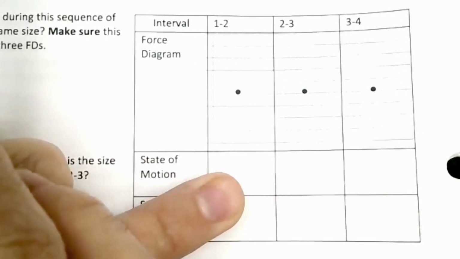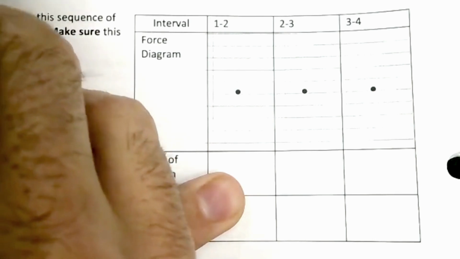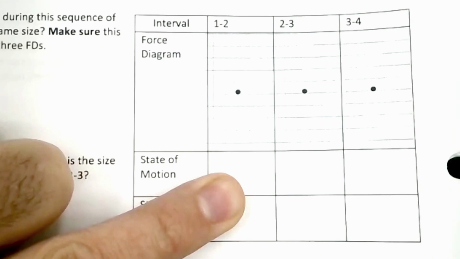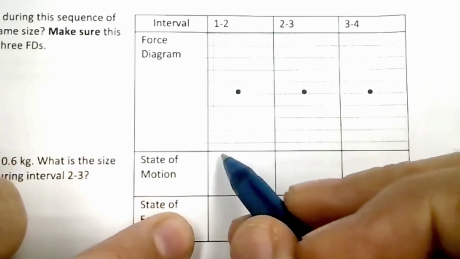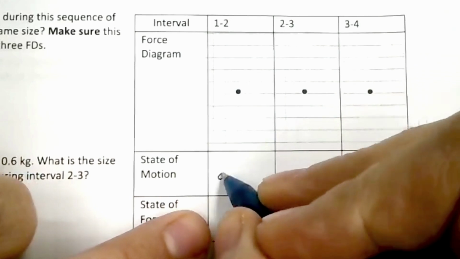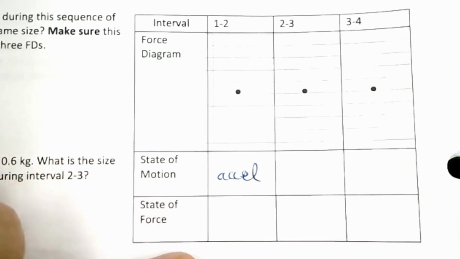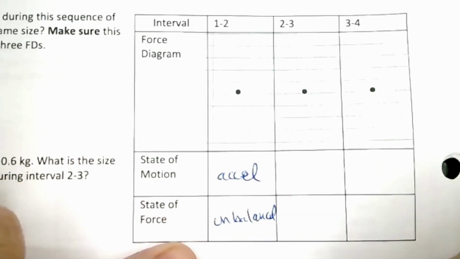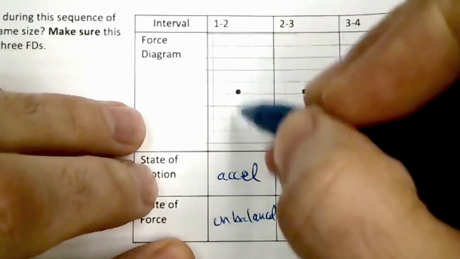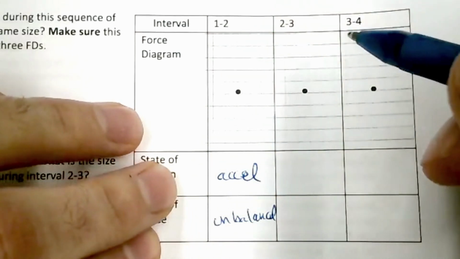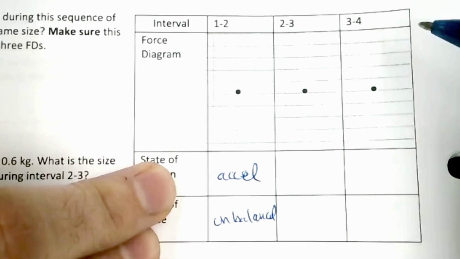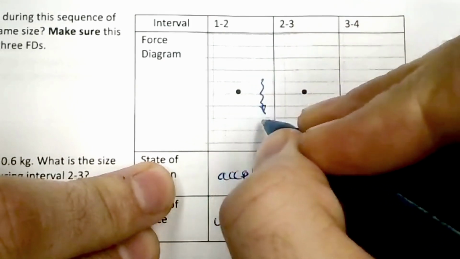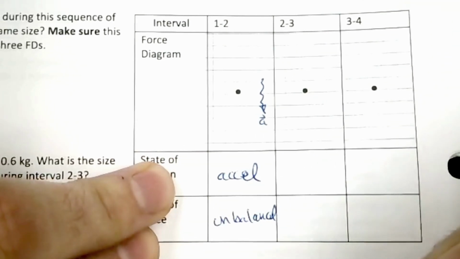In interval 1, we're told that the binder is moving downwards and it's speeding up, as we've lifted it off and are beginning to lower it. So if it's speeding up, the state of motion is acceleration, and the state of force is going to be unbalanced. Because it's unbalanced, our two force vectors can't be equal in size. It's moving downwards and speeding up, so this tells us the acceleration has to be in the downwards direction.